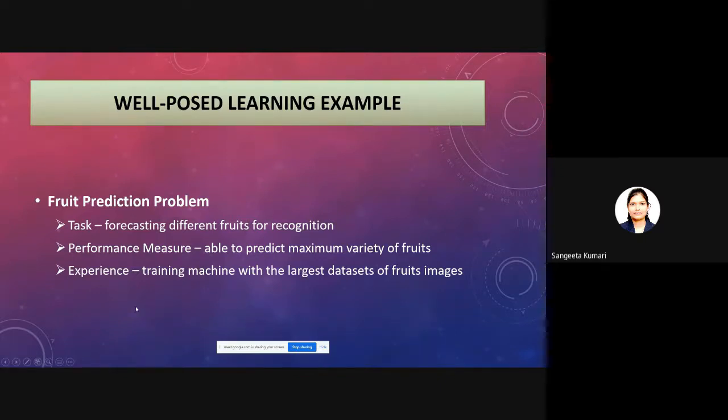Experience is training a machine with the largest database of fruit images.